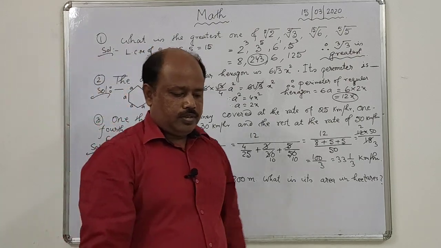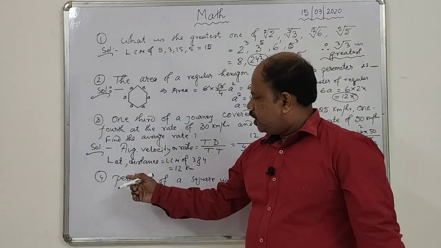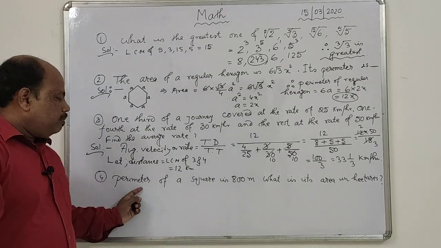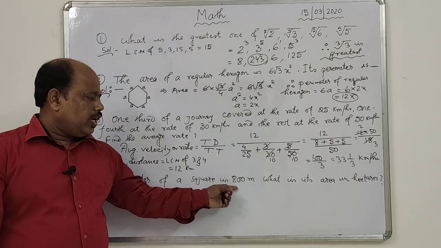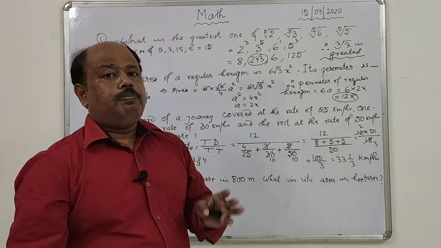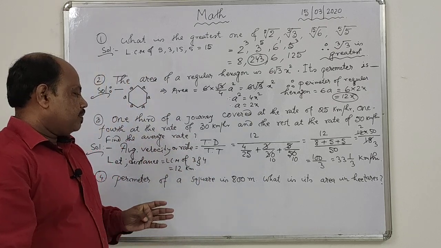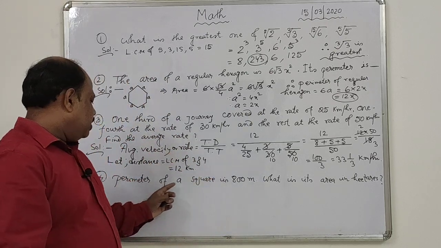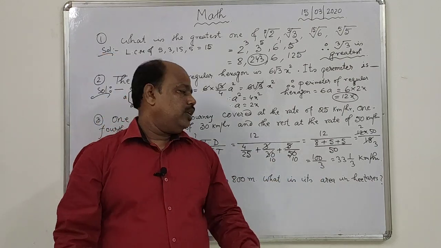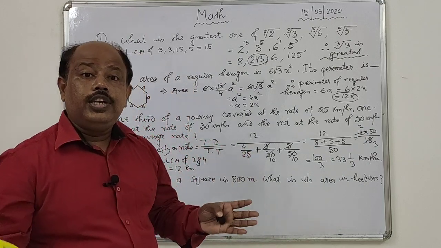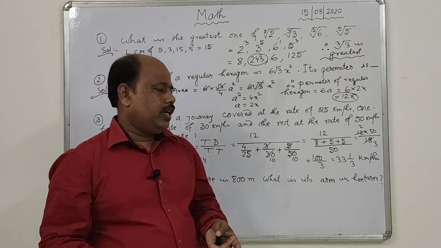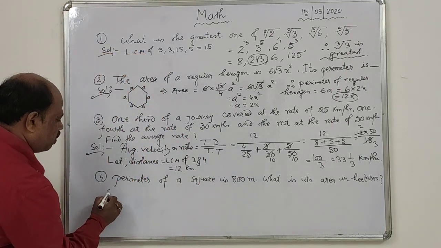Already 3 questions are done. Look at another question, that is number 4. Also a very interesting problem for you. Perimeter of a square is 800 meter. Perimeter you know very well, perimeter is the boundary line. So we understood perimeter, already the square is given as 800 meter. What is its area in hectare? What is its area? You know the formula for the area of a square: that is side square. So look, question number 4.